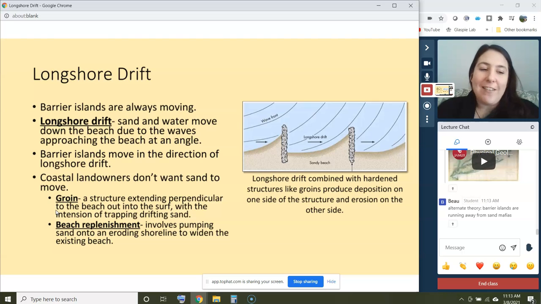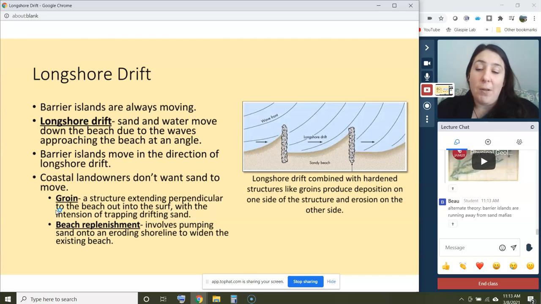Bo has an alternative theory. Barrier islands are running away from sand mafias. It is certainly in their best interest to do so. I'm imagining a little comic of a little sand island with little googly eyes. It'd be so fun.